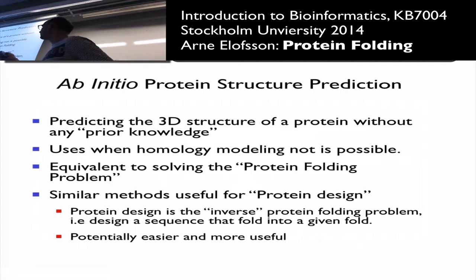For the last 40 years or something like that, people have worked on ab initio or de novo protein structure prediction. Basically, you want to take a sequence and predict the structure. The idea was, of course, that we want to use this when homology modeling is not possible, when you have no homologs, if you have nothing else. But it's also fundamentally important.